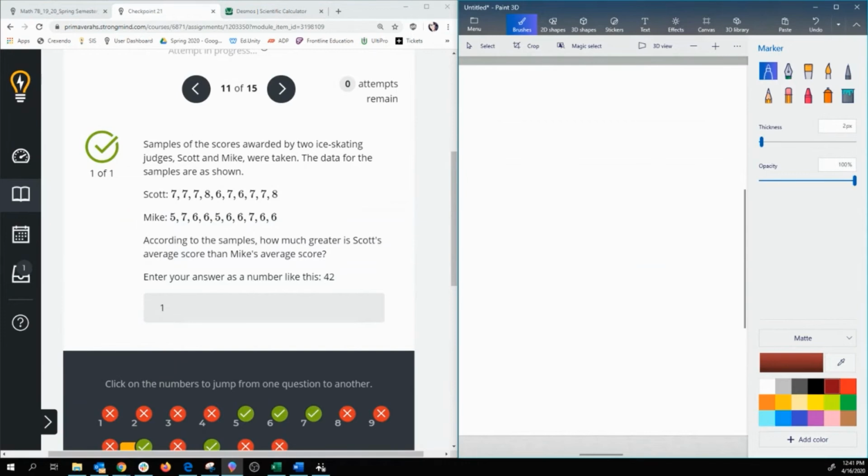The variability. Remember that we just found the mean absolute deviation, and anytime you are asked a question about variability, you have to use your mean absolute deviation. So mean absolute deviation and variability go hand in hand. And again, let me know once you found this one here.